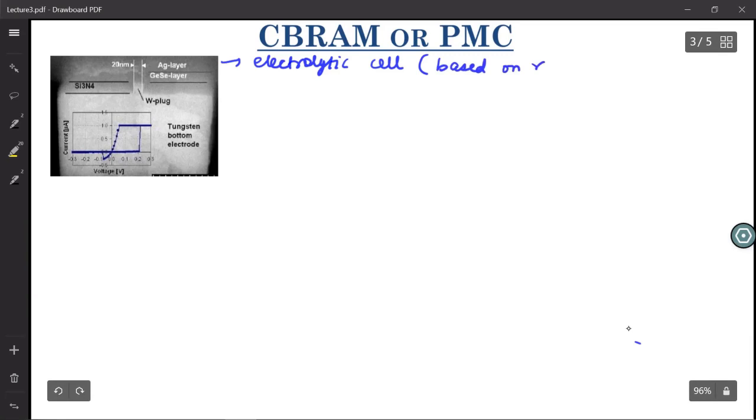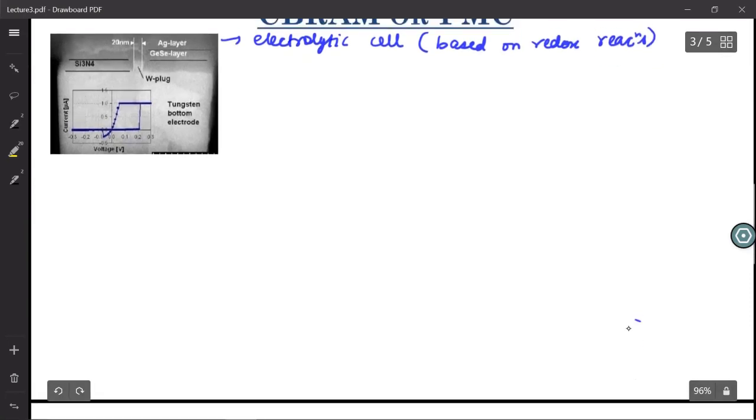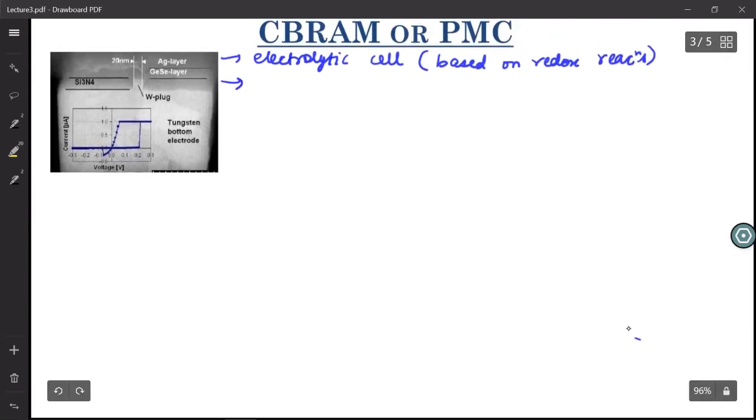So let me write that. It's based on redox reactions. It was first realized in 1991. It's also a kind of RM.